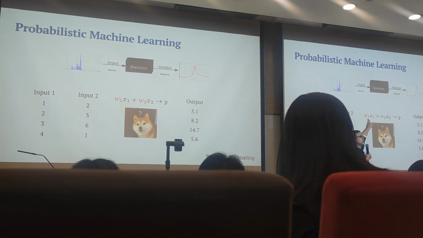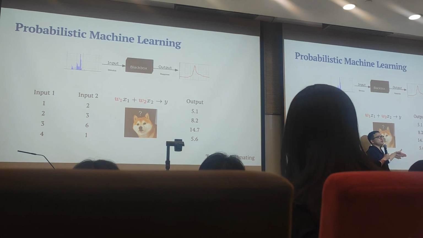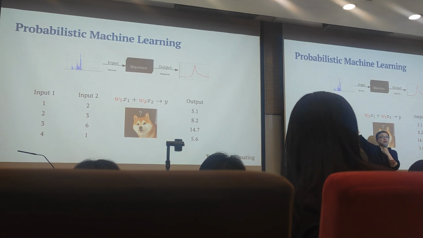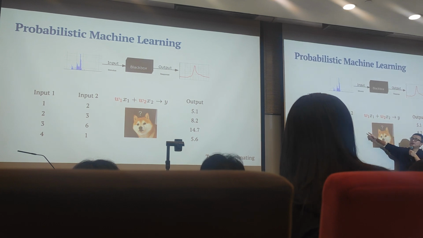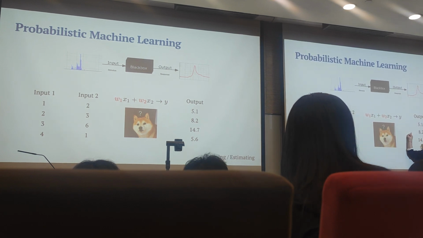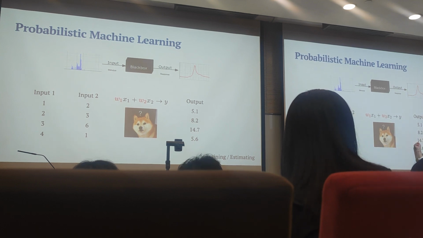We have W1, X1 plus W2, X2. And then we see a set of training examples. For example, if we give it 1, 2, it gives us 5.1. If we give it 2, 3, it gives us 8.2. If we give it 3, 6, it gives us 14.7 something. And what we're trying to do there is guess W1 and W2, right?